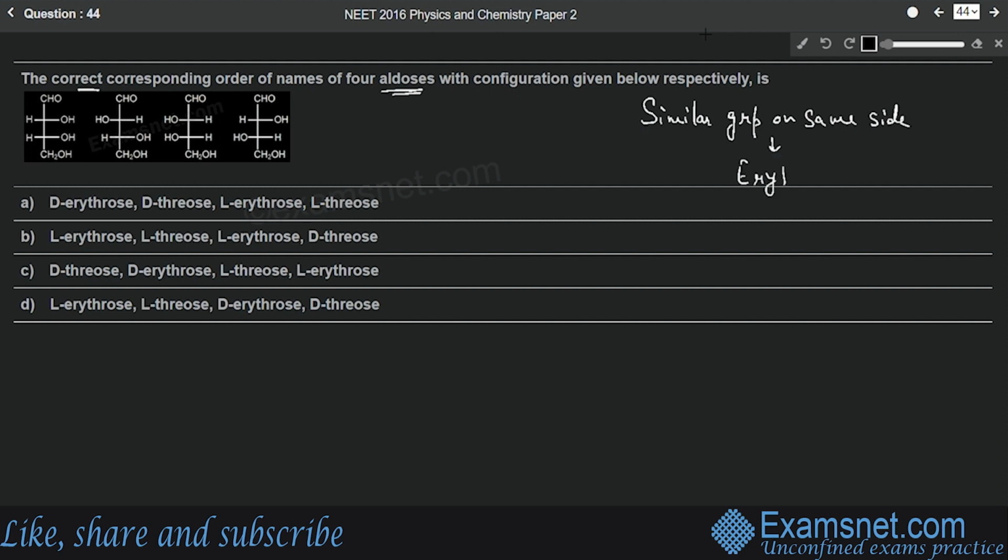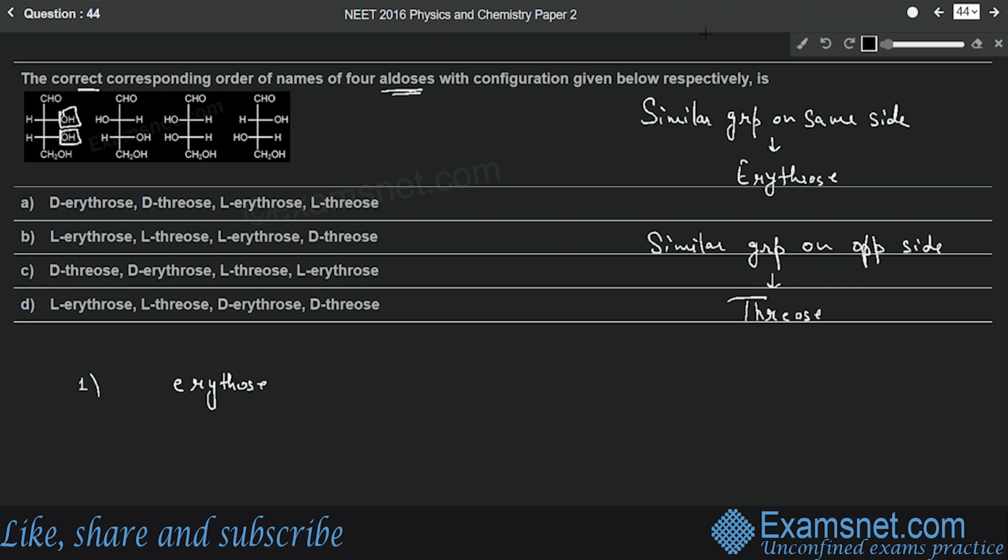Whereas if the similar groups are on opposite sides, it means the aldose will be threose. Now let's see. In the first one, we can see that the OH groups are on the same side, right? That means it will be an erythrose.